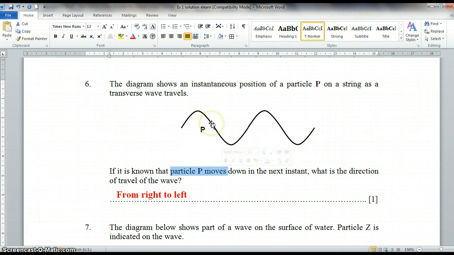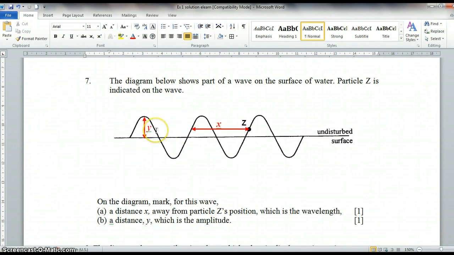So where do we look? To the left or to the right? For example, if we look to the left of the particle, it is above the particle, right? And we know that the particle P moves down, which means the direction has to be from right to left.